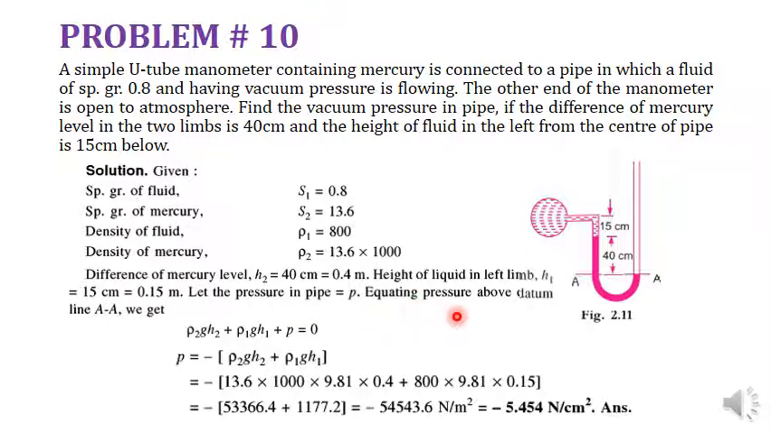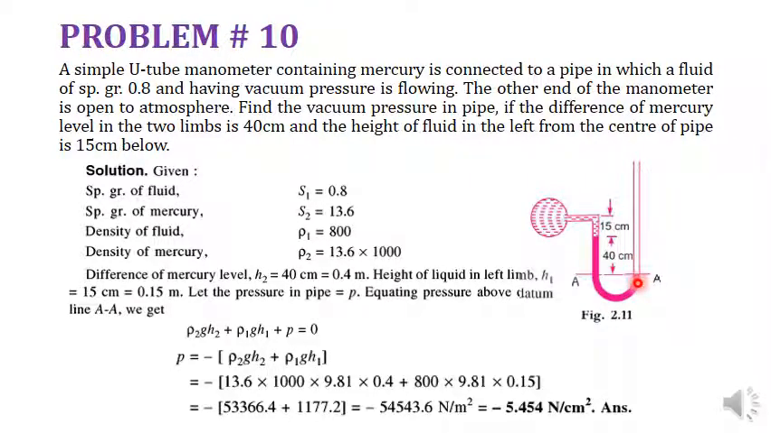Equating the pressure above the datum line AA, we again mark a section where we have a vacuum pressure, meaning the upper surface of the manometric fluid. It connects on the other side in a similar way, giving you the equal and opposite pressure in this particular band, the 180-degree band. Now, what is the case on the right limb?